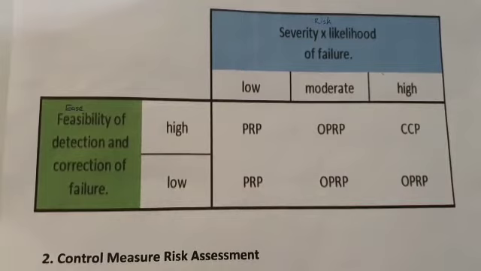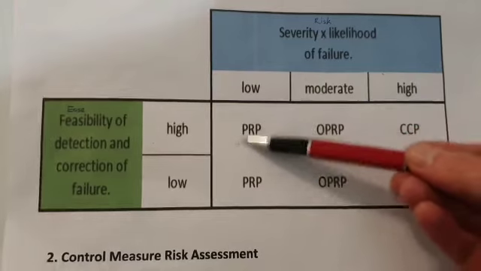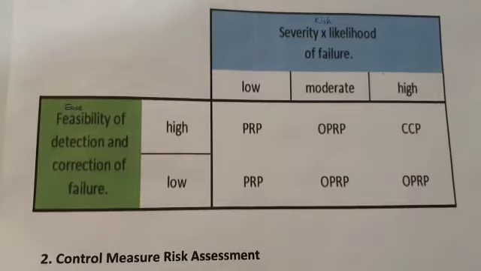What is the risk of failure for that plant sifter? Now, it's quite low. It doesn't break all the time. So we're probably looking at a low there. At a stretch, maybe an OPRP.